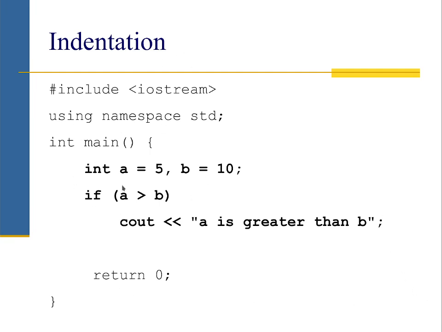Here we are assigning this to variable A, assigning 10 to variable B, and we are saying if A is greater than B, it should do this. Now we use the indentation to make it structured. So when you bring this one over here, your compiler will give you an error.